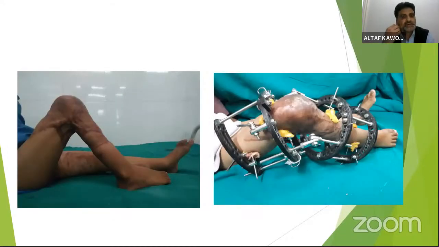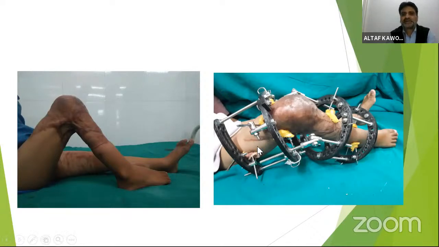So, how to go about this? And again, this is the picture showing the thinned out scar tissue. And he has a big scar posteriorly. Then you got to plan. So we applied a ring above the ankle and another at the proximal tibia, then above the femur, and this is the arch above at the subtrochanteric level.